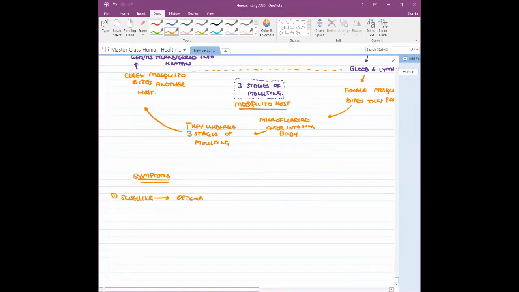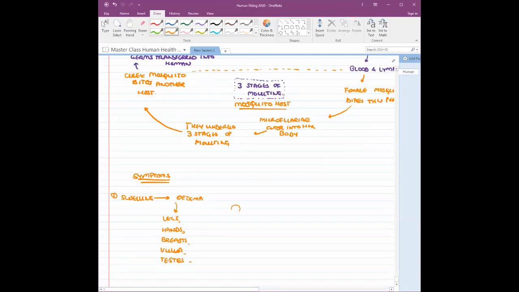You are going to see this edema in your legs. It is going to be on your hands. It is going to be even in the breasts, vulva, even the testes, guys. Now actually what happens, I'll just show you.